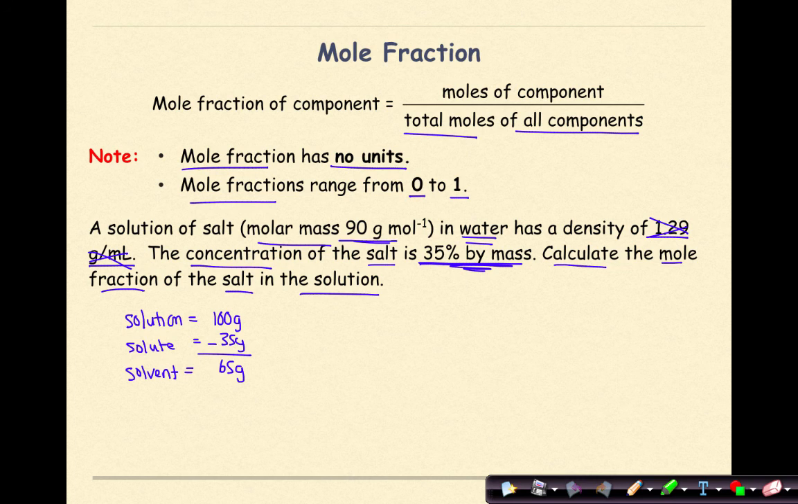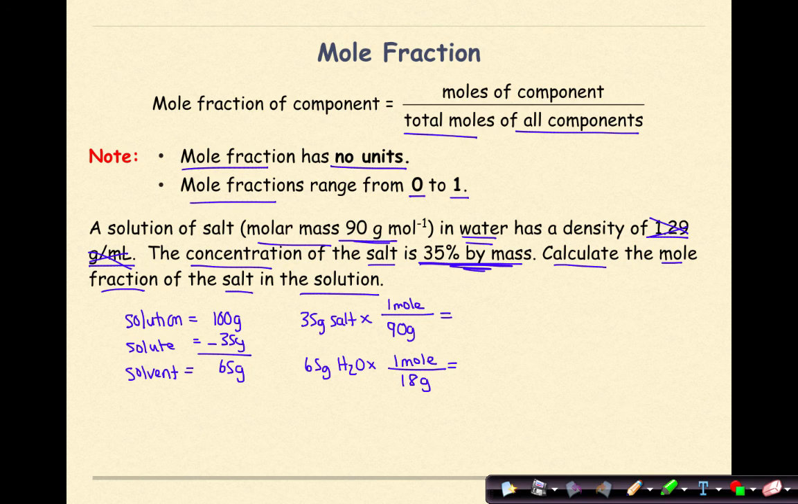So the next thing that I'm going to do is convert each of these to moles. So 35 grams of my salt. They tell me that for every 1 mole of this particular salt, that's going to be 90 grams. And then I have 65 grams of water times 1 mole. And I know that the gram formula mass of water is 18 grams per 1 mole.